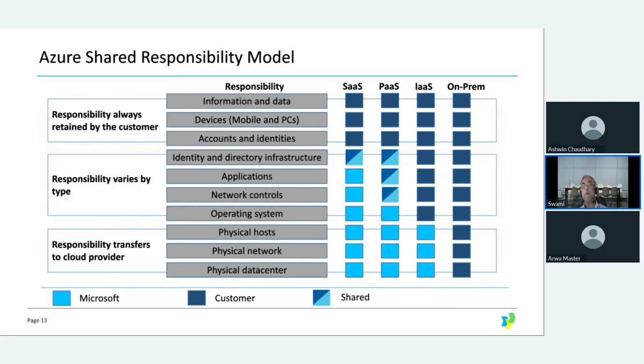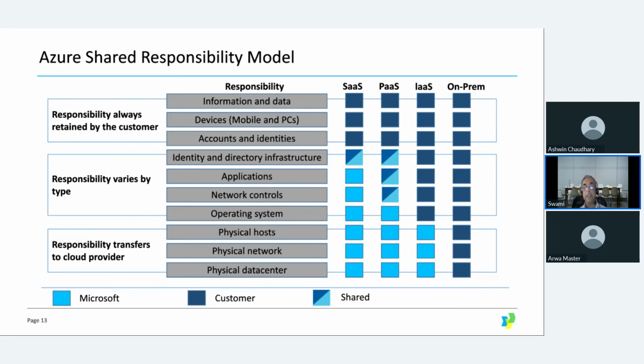And then for SaaS, when we take software as a service, they will also provide the application, and you can also host your applications in the environment. Both will be provided by Microsoft as well as by you. The identity and directory infrastructure also needs to be shared. Both have to be responsible for providing security. And the accounts, identities, devices, and information and data are going to be the responsibility of the customer in the SaaS environment. So this is how the shared responsibility model works in the cloud environment.